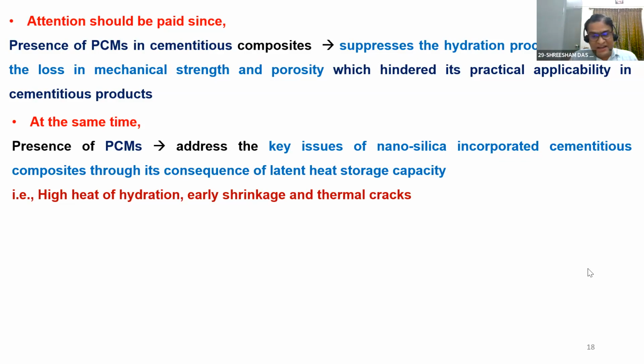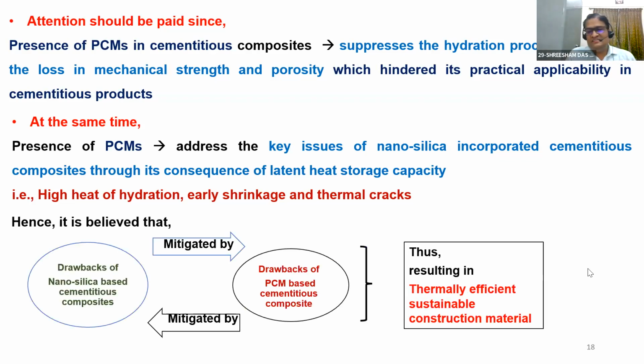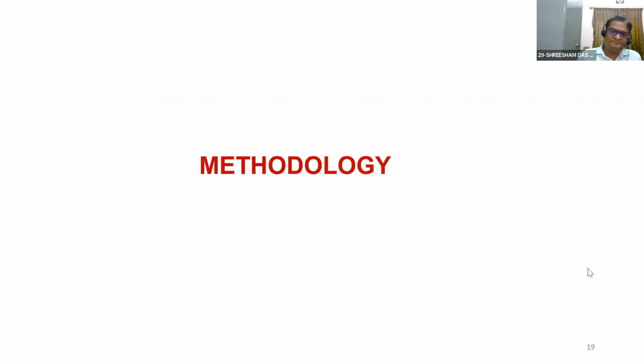So if you add both, they will balance each other's deficiency, and we can take both of their advantages. The drawbacks of nanosilica based cementitious composite can be mitigated by the drawbacks of PCM based cementitious composites. Thus you can produce a thermal efficient, sustainable and high performing construction material.